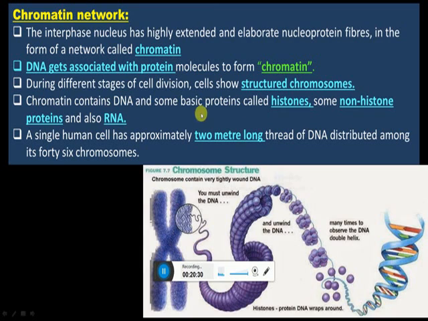Chromatin contains DNA and some basic proteins called histones, some non-histone proteins as well as DNA, which together form the chromatin. A single human cell has approximately 2-meter long thread of DNA distributed among 46 chromosomes, meaning all chromosomes together may form the 2-meter long DNA. So it is highly coiled in the cell.